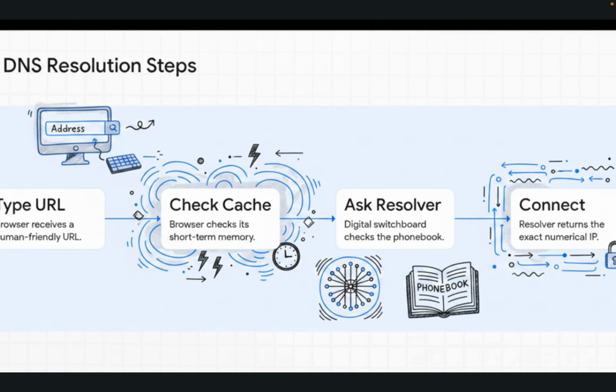And fun fact, the global DNS system handles trillions of these translation requests every single day without even breaking a sweat. And this brilliantly illustrates how those microseconds actually play out. Step 1, you type a URL. Step 2, your browser quickly checks its local cache to see if it already knows the address. If it comes up empty, Step 3, it asks a digital switchboard called a DNS resolver to check the global phone book. Finally, Step 4, the resolver returns the exact IP address and the connection is made. All of that happens before you can even blink.